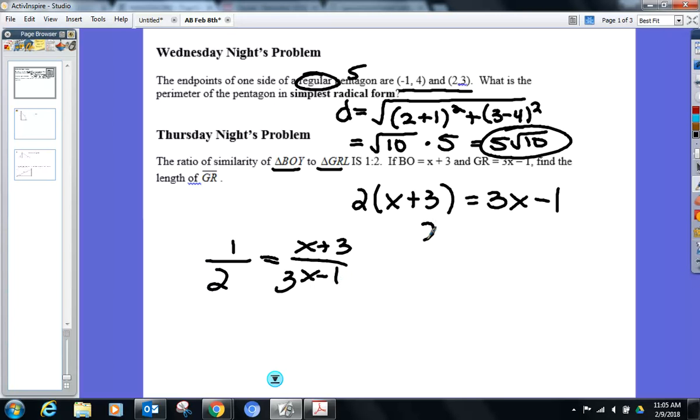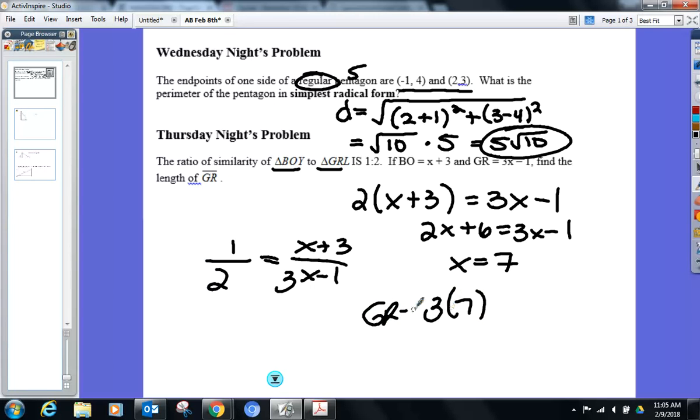Okay, Max, let's keep going. 2x plus 6 equals 3x minus 1. What'd you get for the value of x? 7, but that wasn't what we were looking for. Read the problem, please. Find the length of GR, so you plug it back in. 3 times 7 minus 1. What do you got for me there, Max? 20, length of 20. Nope.